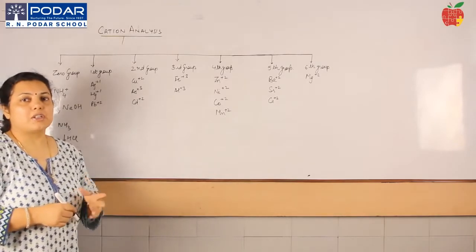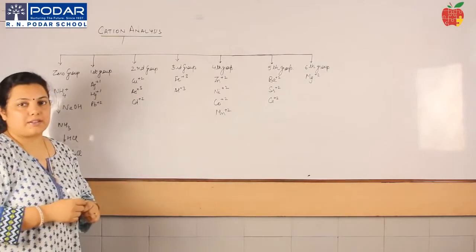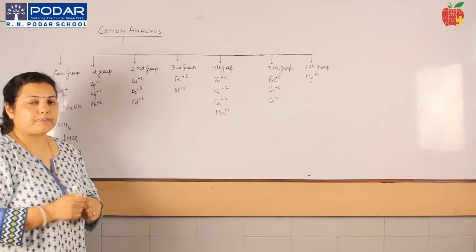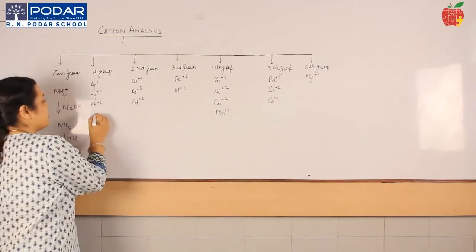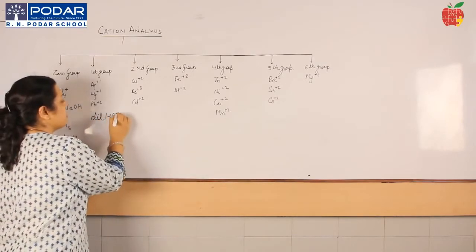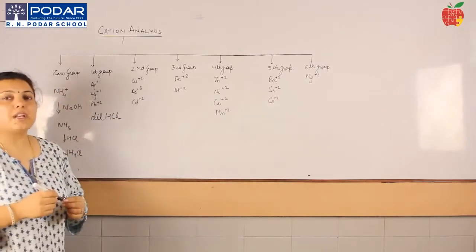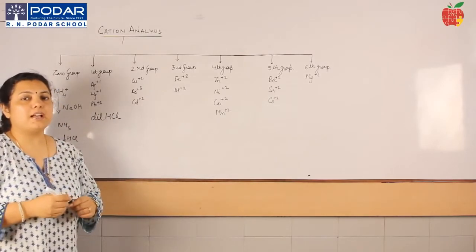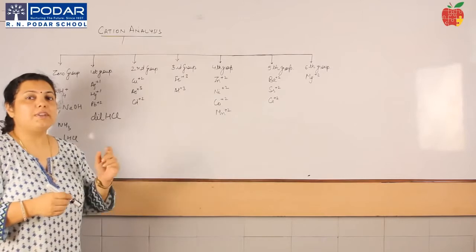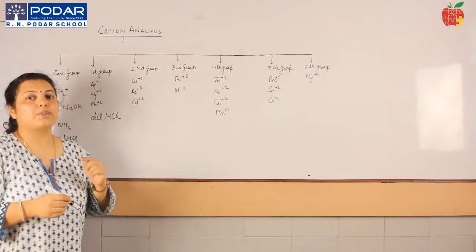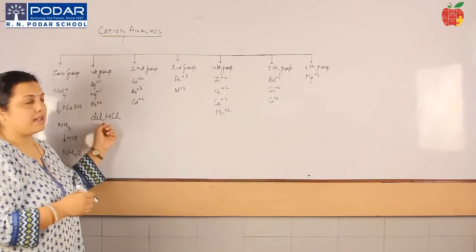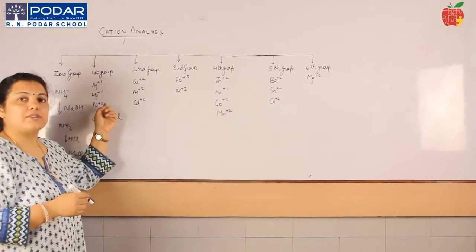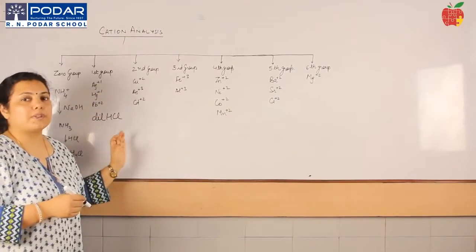Mercury and silver are a little costly, so we only do lead salts in the lab. Okay, the group reagent. Now, what do we mean by group reagent is the reagent which gives you an idea about the group. That means you will have some observation if that particular cation is of that group. That means when I add dilute HCl to any of these cation salt solution, I will have an observation.